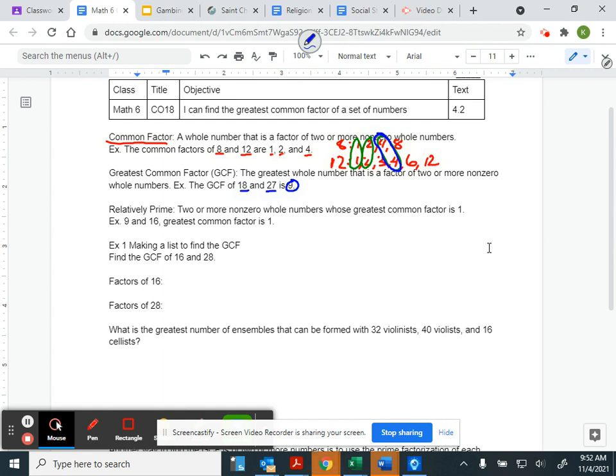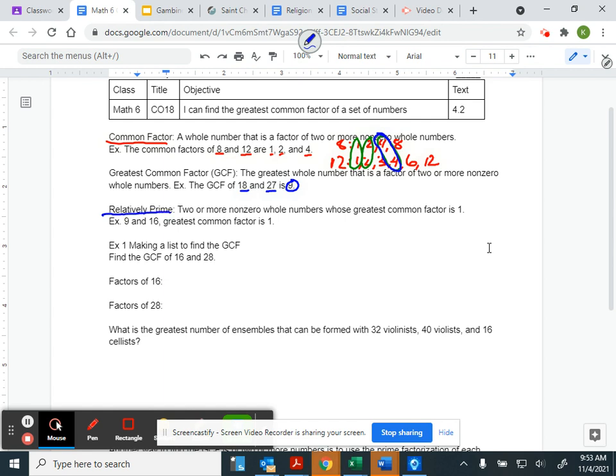Relatively prime. We know a prime number is a number that can't be broken down anymore. Relatively prime is when two or more non-zero whole numbers have a greatest common factor of only 1. So they're not prime numbers themselves, but the only factor that they share is a 1. So we call them relatively prime.